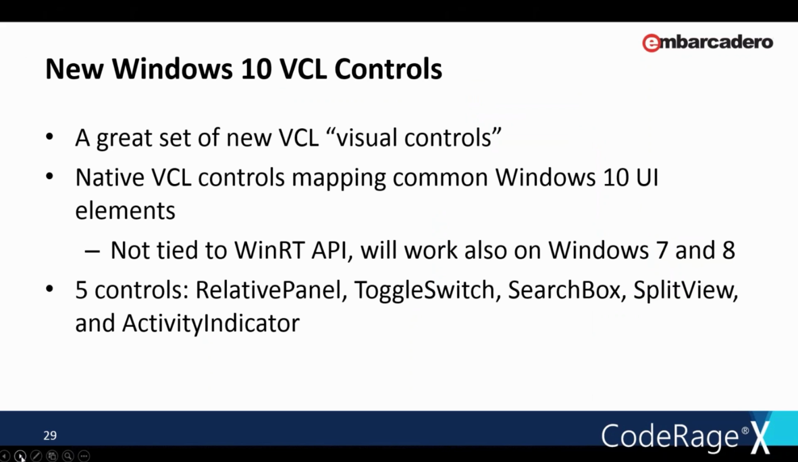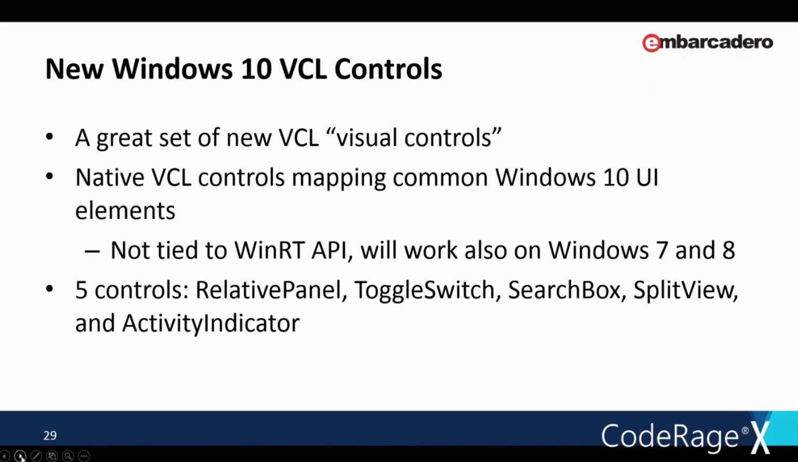As I mentioned, we have new VCL controls. We do have a lot of support for Windows 10 in terms of application styling. You can really have an application that looks and feels like a modern Windows 10 application rather than a Windows XP application recompiled and executed under Windows 10, which is what most of the original old Delphi application would probably look like. The 5 controls are relative panel, toggle switch, search box, split view, and activity indicator. So it's 5 brand new controls. These controls mimic the WinRT UI controls, but they're completely built on the VCL.